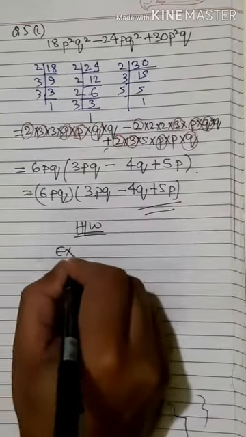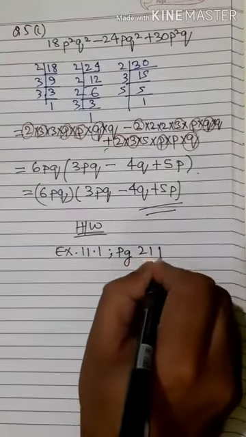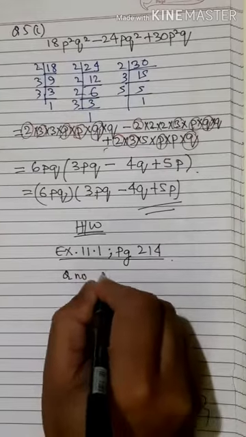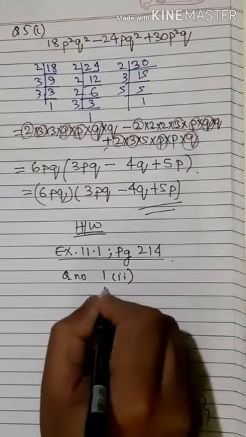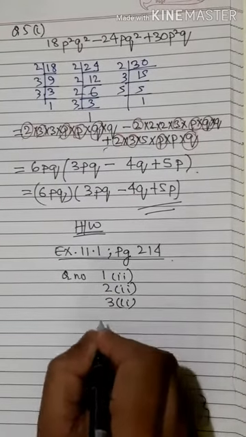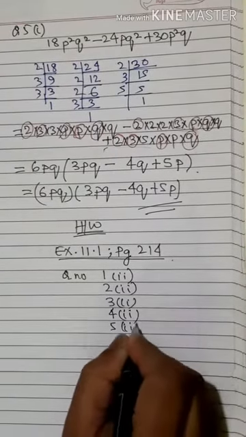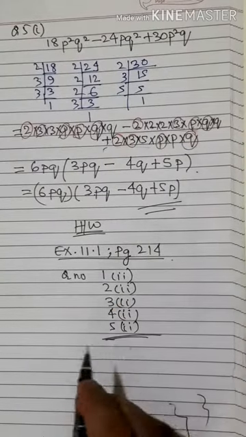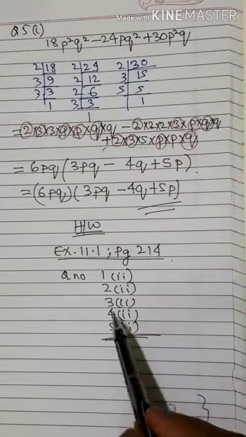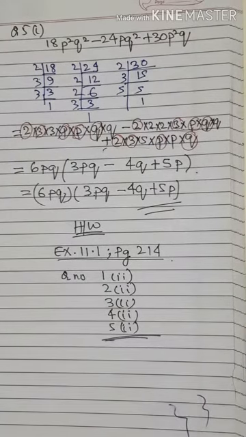So your assignment is from exercise 11.1, page 214. So your question numbers will be question number 1 Roman 2, question number 2 Roman 2, question number 3 Roman 2, question number 4 Roman 2, and question number 5 Roman 2. So these will be the assignment from exercise 11.1, page number 214, the Roman 2s of question number 1, 2, 3, 4 and 5. The rest of the questions we'll discuss in our next class.